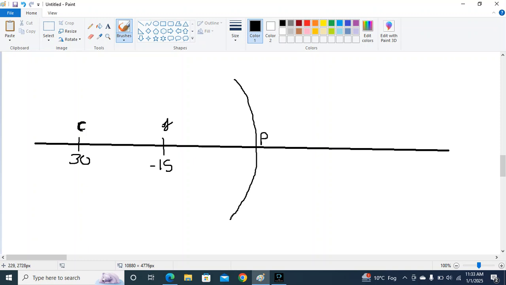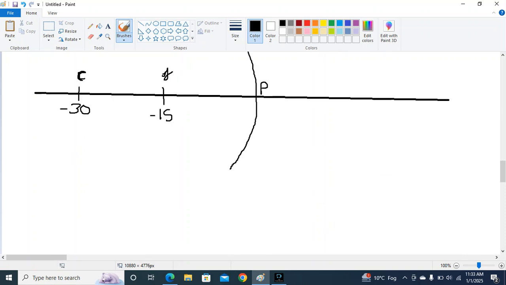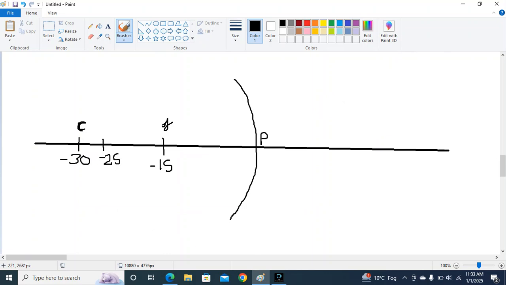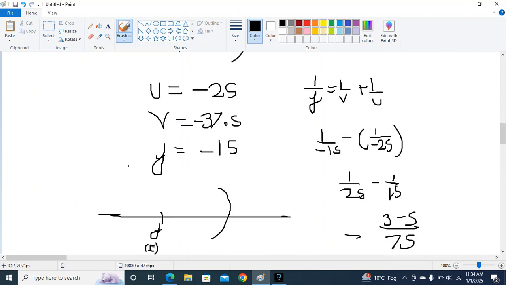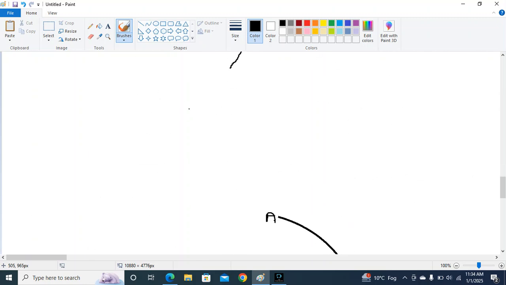U is lying at minus 25, which means between F and C. Now we have calculated V also, which is minus 37.5, so it will lie somewhere here. Now we have to check this ratio.